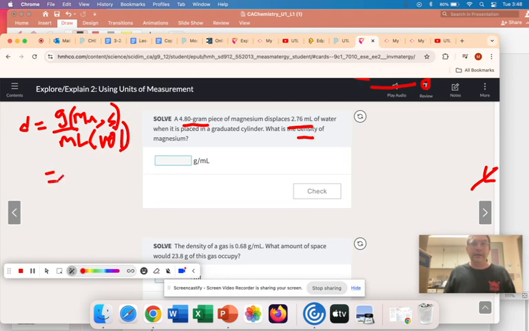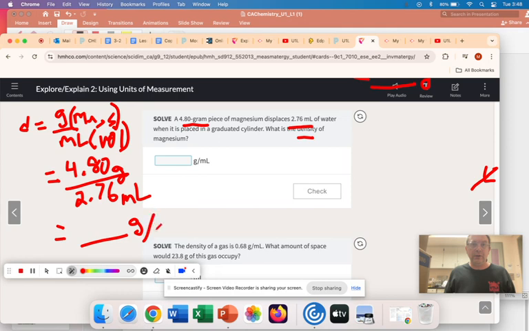So we would say 4.8 g divided by 2.76 milliliters would be the answer on your calculator, in grams per milliliter. Just divide 4.80 by 2.76. And what do you get?